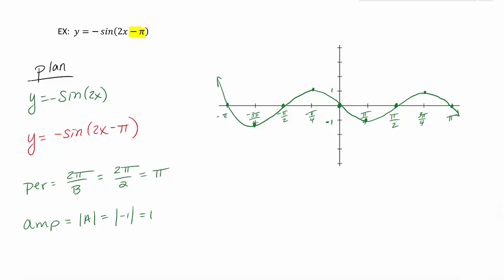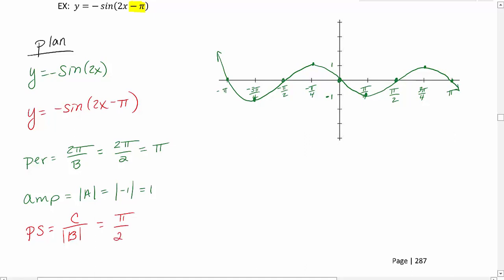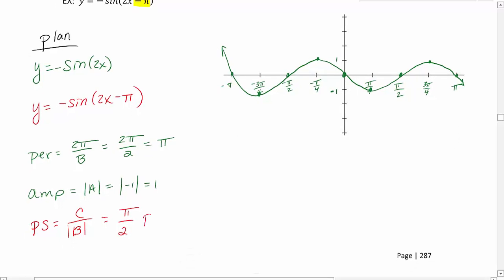But we're not done. Right? This graph has a phase shift. So to find our phase shift, we take c and divide it by the absolute value of b. So that's going to be pi over 2. And just like with graph by transformation, we go in the opposite direction of the sign we see. So since it's minus pi, we're going to go to the right.